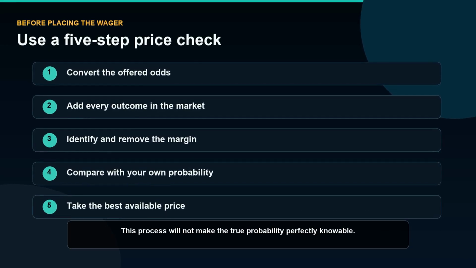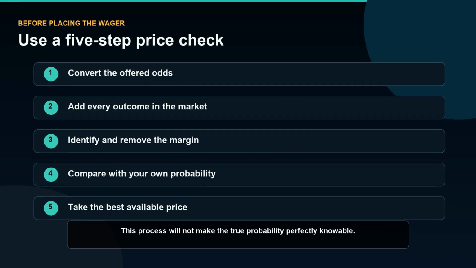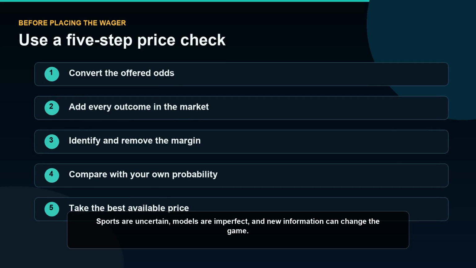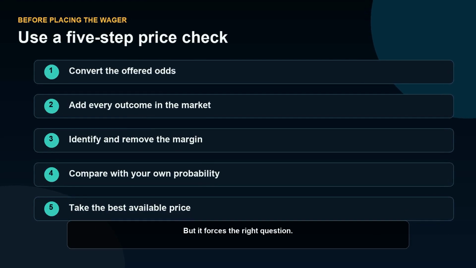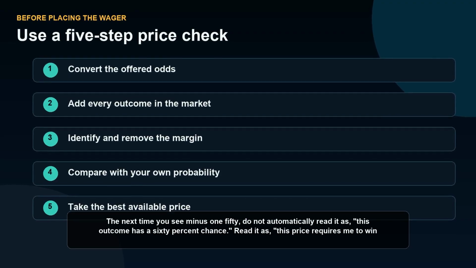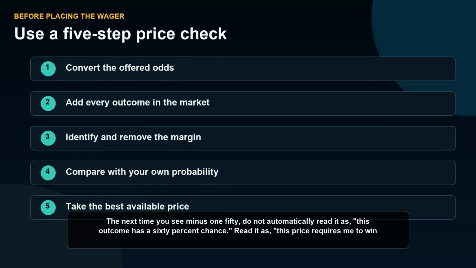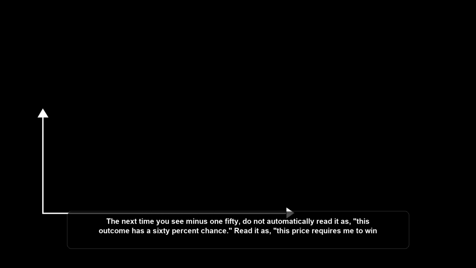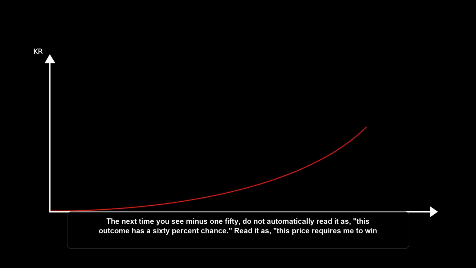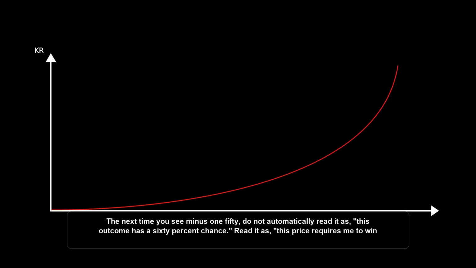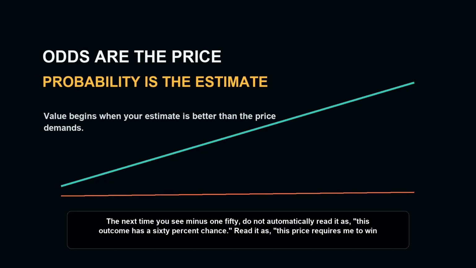This process will not make the true probability perfectly knowable. Sports are uncertain, models are imperfect, and new information can change the game. But it forces the right question. The next time you see -150, do not automatically read it as, "this outcome has a 60% chance." Read it as, "this price requires me to win 60% of the time before considering the rest of the market." Then remove the margin, compare the alternatives, and decide whether your estimate is high enough to justify the cost.